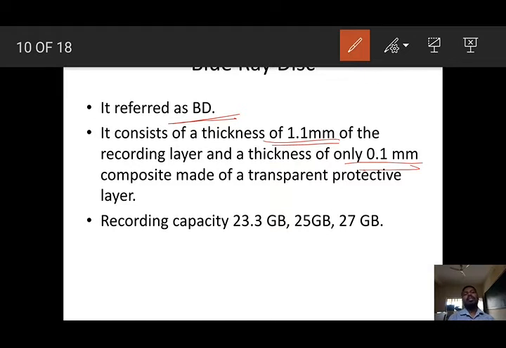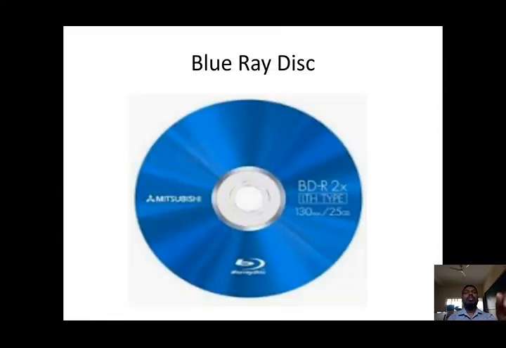The recording capacity is around 23.3 GB, 25 GB and 27 GB. This is Blu-ray disc. You may see Blu-ray videos and all having high resolution and high definition videos. So the Blu-ray disc is a high capacity storage device.